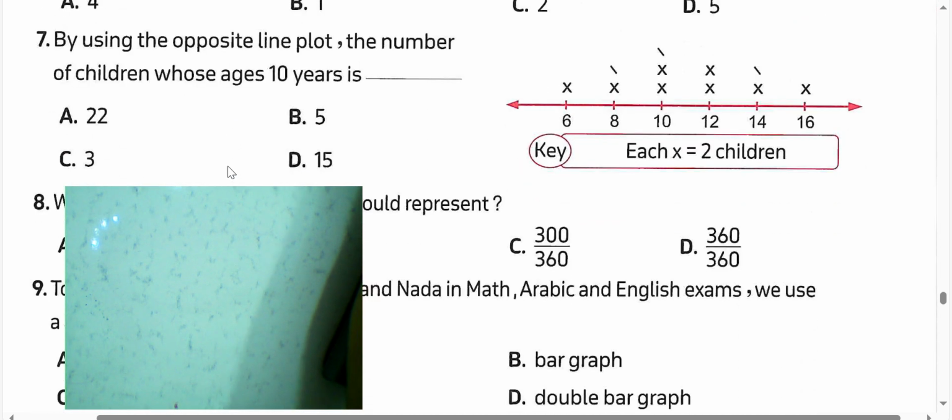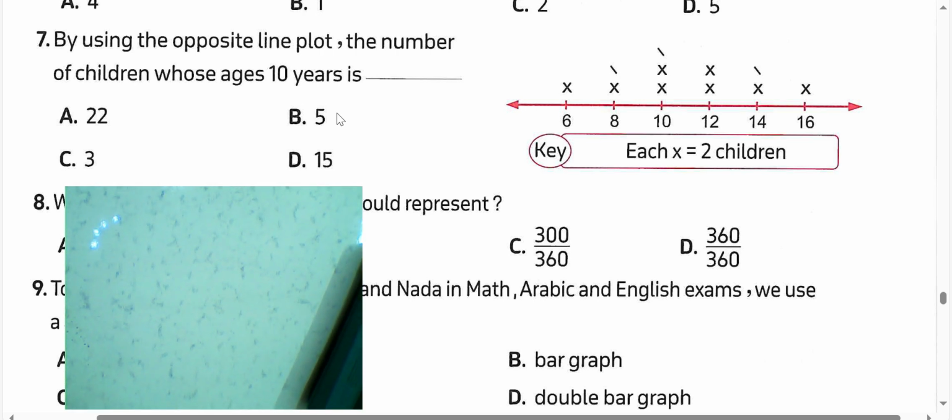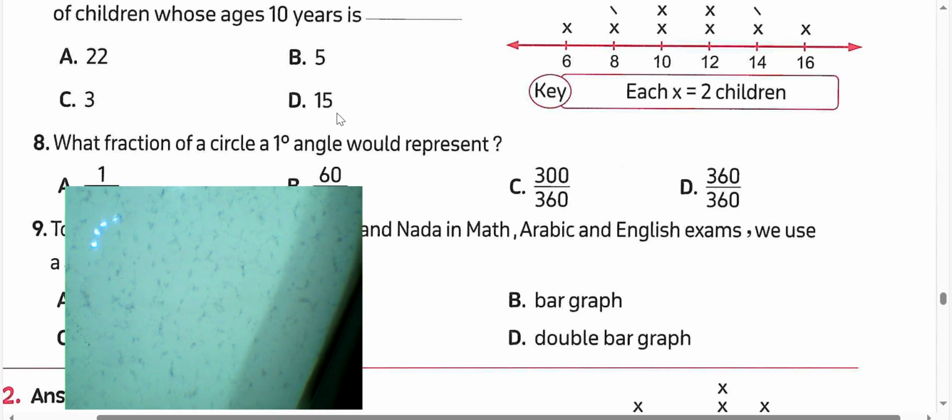Next number, by using the opposite line plot, the number of children whose age is 10 years old, we have 2 plus 2 plus 1. The key here is each x equals 2 children. 2 plus 2 is 4, 4 plus 1 equals 5. The number of children whose age is 10 years old was 5. So the result will be letter B.